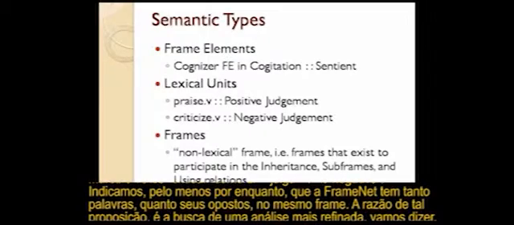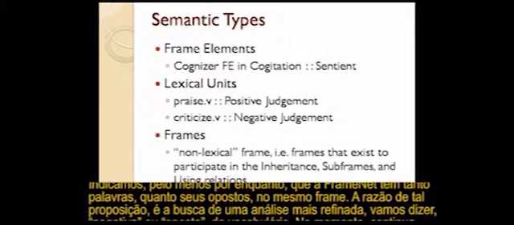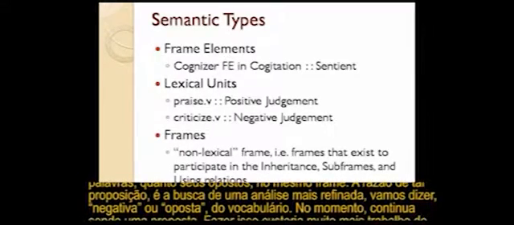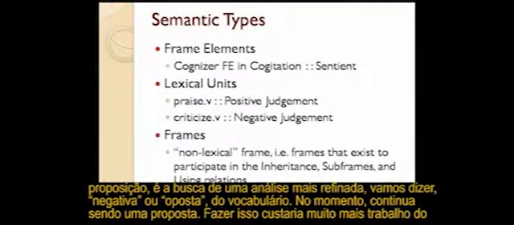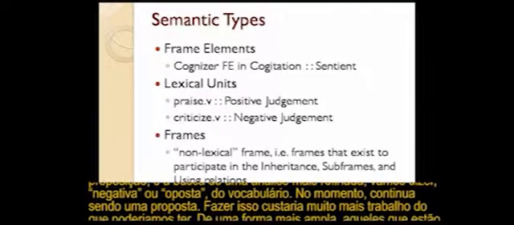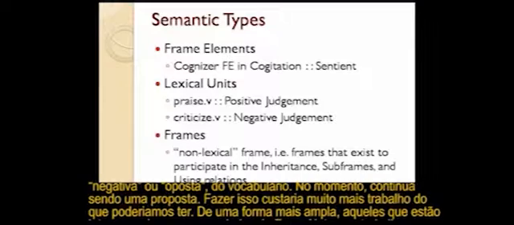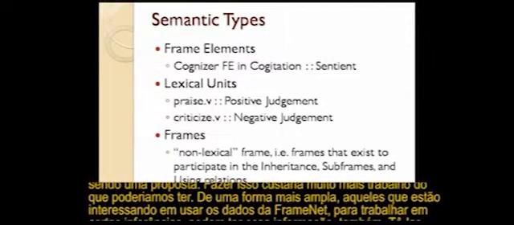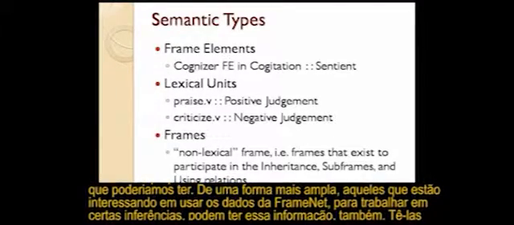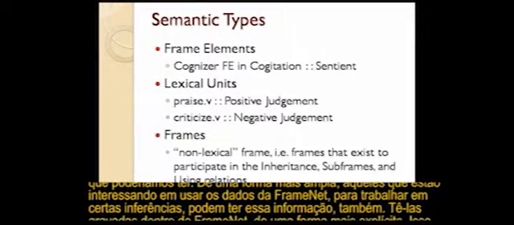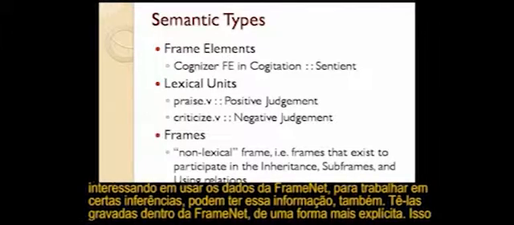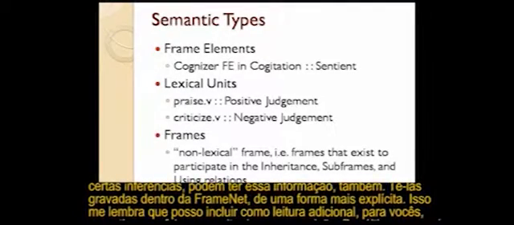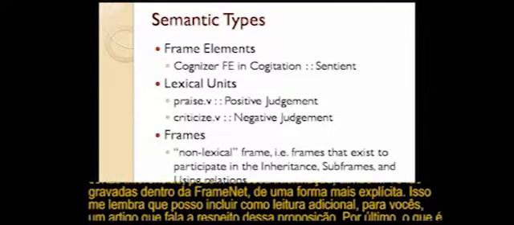Recently, however, there's been a proposal to have a more fine-grained analysis for, let's say, negative or opposite in the vocabulary. At the moment, it's still a proposal. Doing so would, of course, mean a lot more work. That may well be worthwhile doing, precisely because those who are interested in using FrameNet data for work on inferencing would be happy to have that information recorded in FrameNet in a more explicit way. That reminds me that I can include in your additional reading, if you're interested, the paper that talks about that proposal.